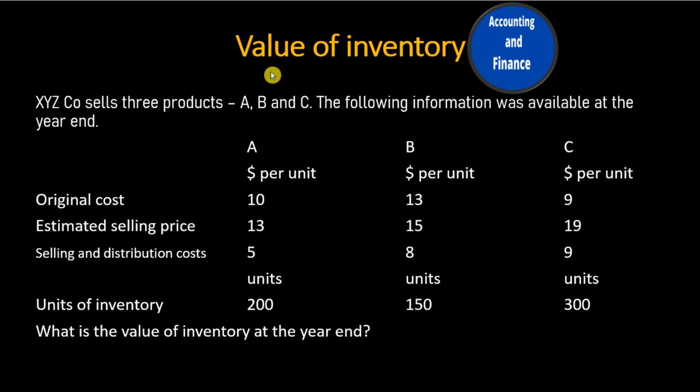Value of inventory. XYZ Co. sells 3 products, A, B, and C. The following information was available at the year end.